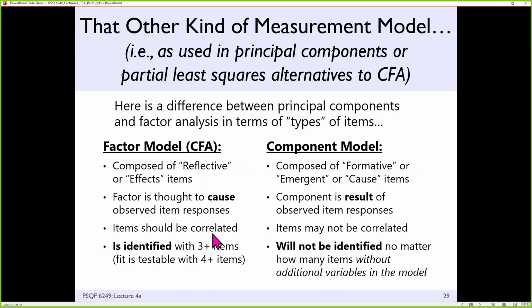In what we're doing, if the items are not correlated, it's game over, because there's no way that your pattern can be recreated by a factor if there is no pattern to be recreated. Your items have to be correlated. In a formative model, they do not. And our models are identified even without adding in extra information, whereas this one is not.